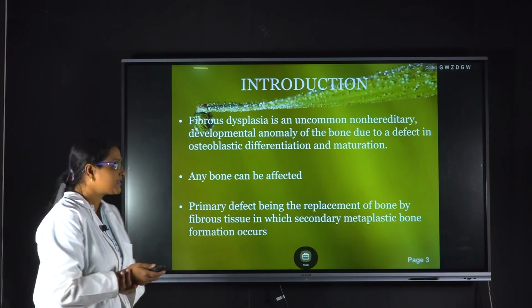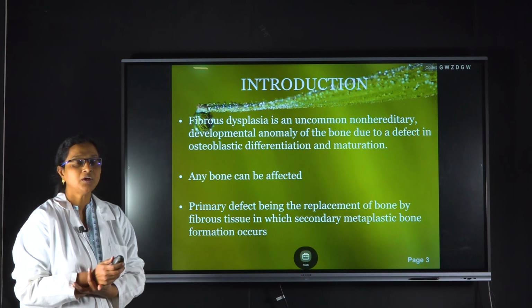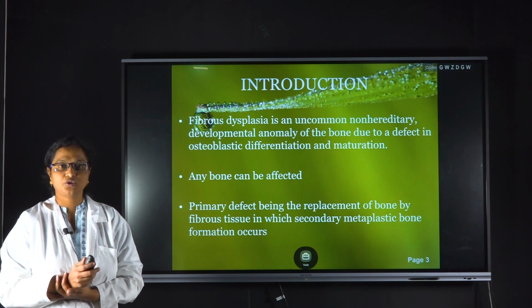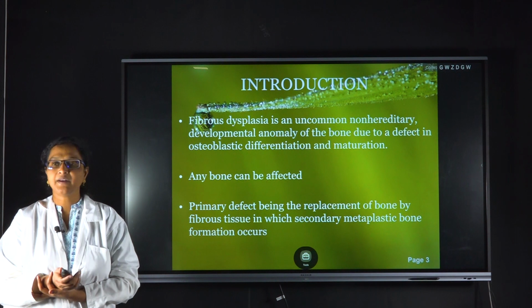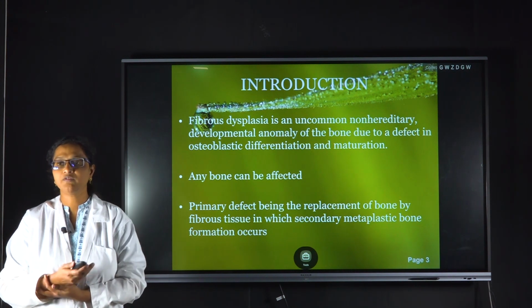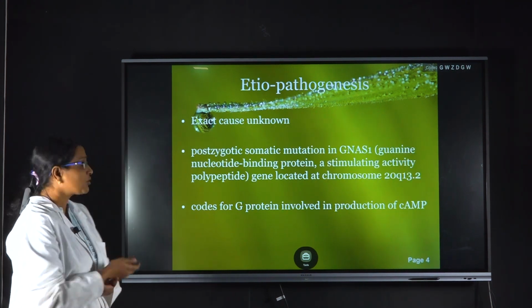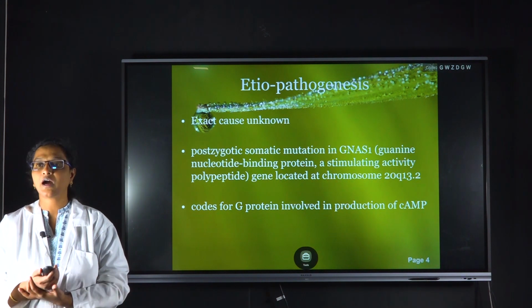Fibrous dysplasia is an uncommon, non-hereditary developmental anomaly of the bone due to a defect in the osteoblastic differentiation and maturation. Any bone in the body can be affected by this disease. The primary defect lies in the replacement of the bone by fibrous tissue, in which secondary metaplastic bone formation occurs. So coming to the etiopathogenesis, the exact etiology of this disease is unknown.